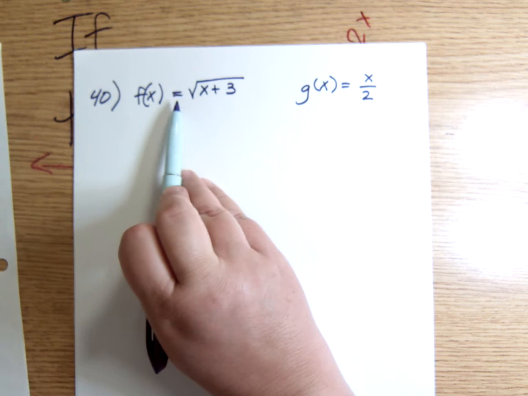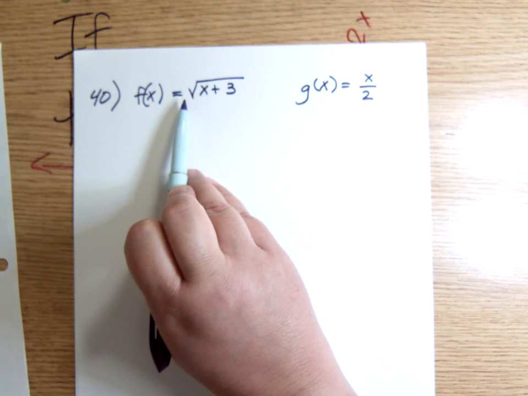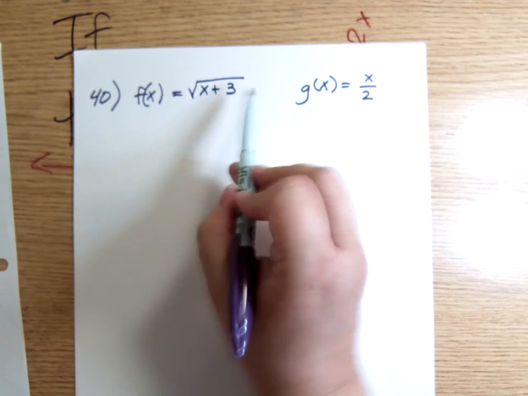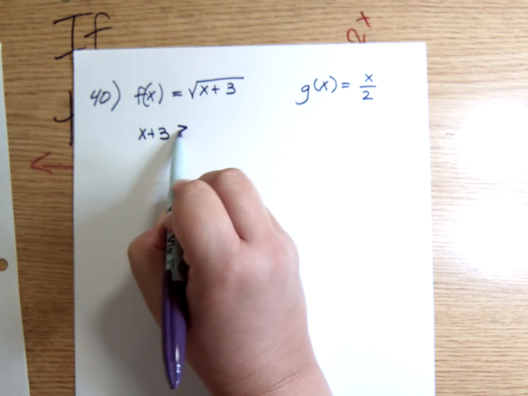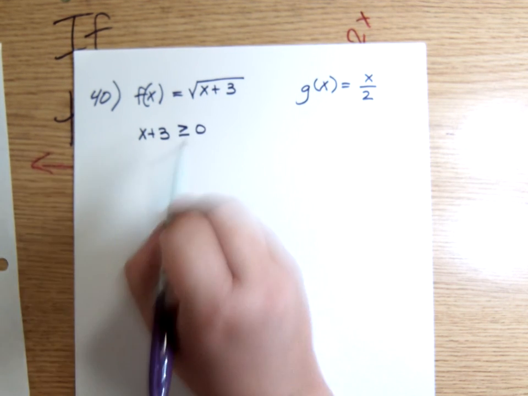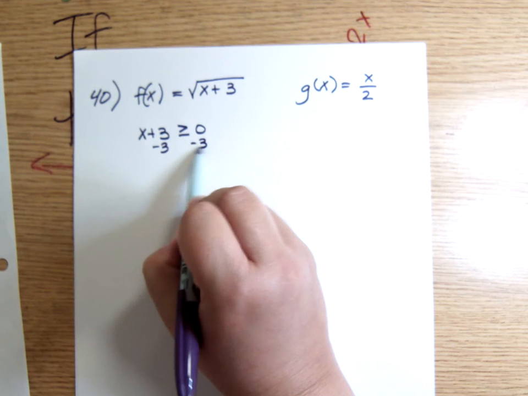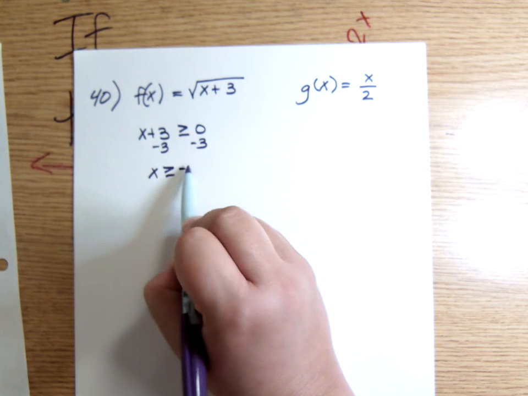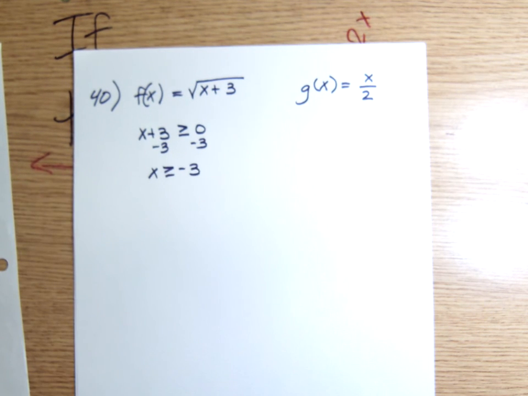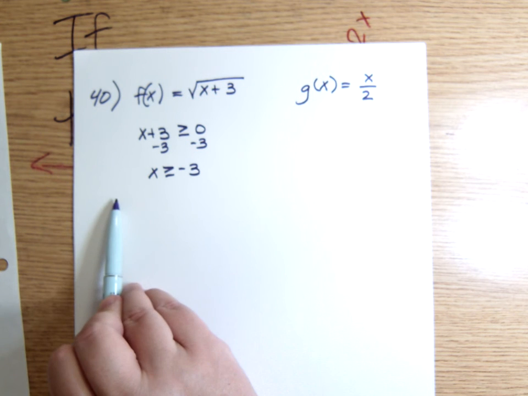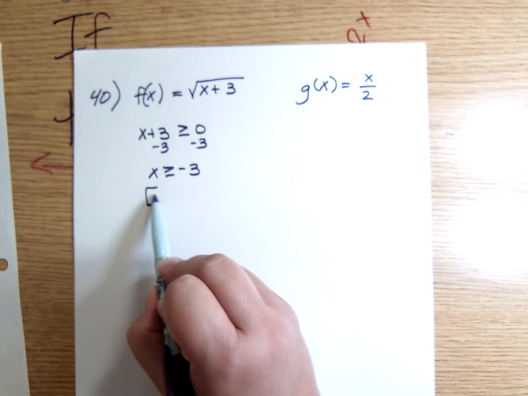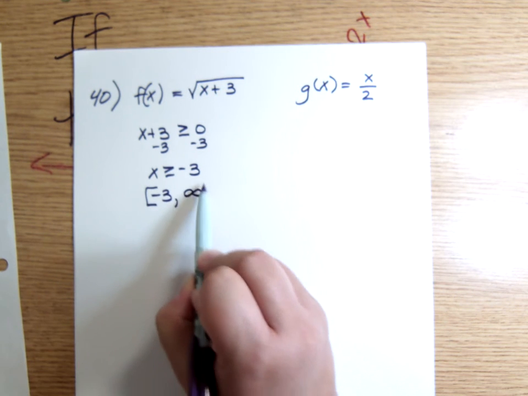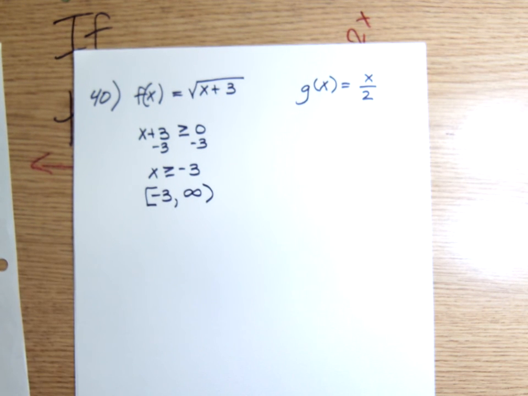So first I'm going to figure out the domain of f. Remember when you have a radical, the domain involves taking whatever's under the radical and saying that has to be not negative. So this means x has to be greater than or equal to negative 3. If we picture a number line, that means from negative 3 all the way up to positive infinity. That's the domain of f.